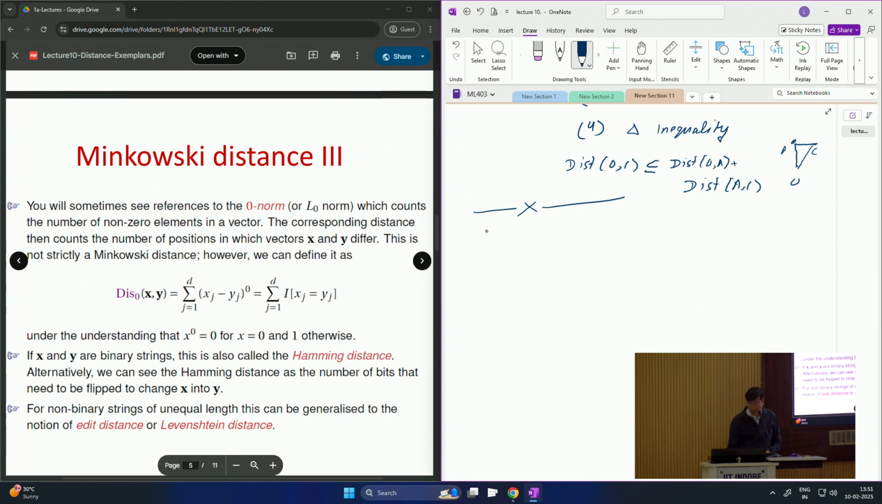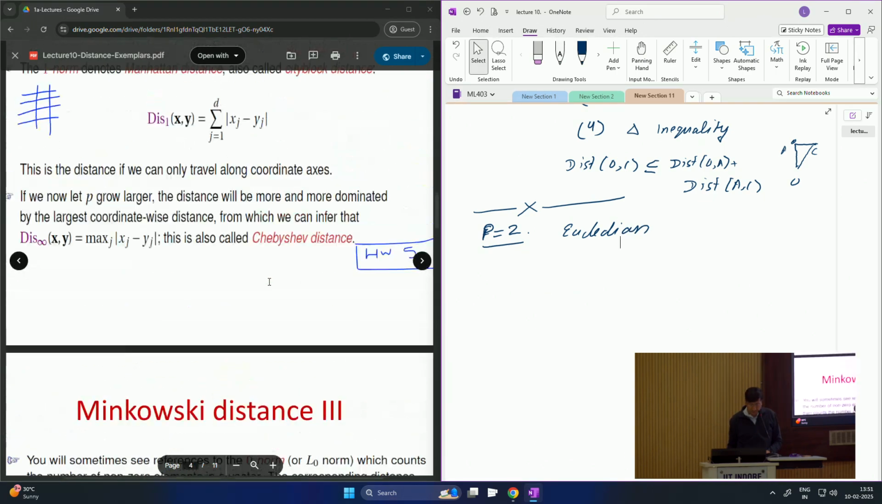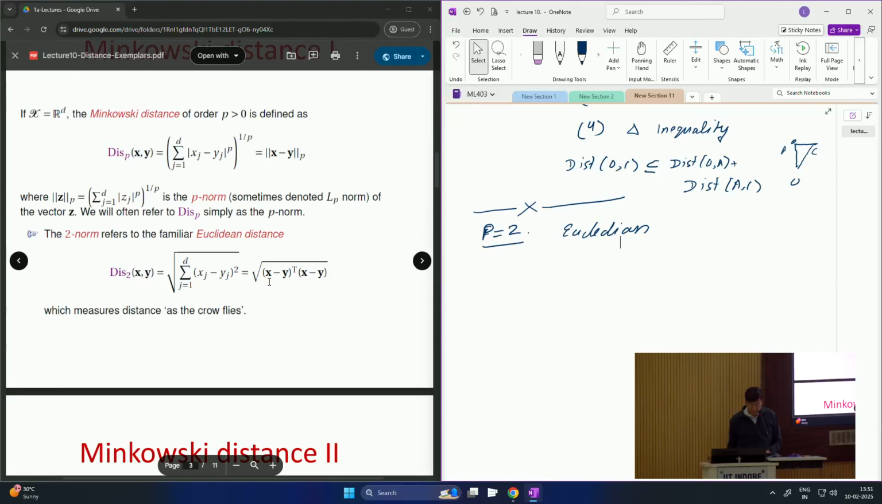Let's say we were doing the Euclidean distance, where P is equal to 2. So the Euclidean distance will be what? It is this, right? So the distance is, let's say, working in 2 dimensions. Let's say I'm at the origin.